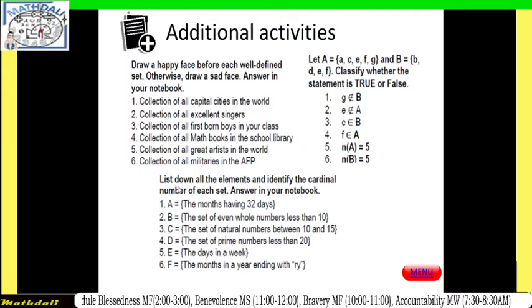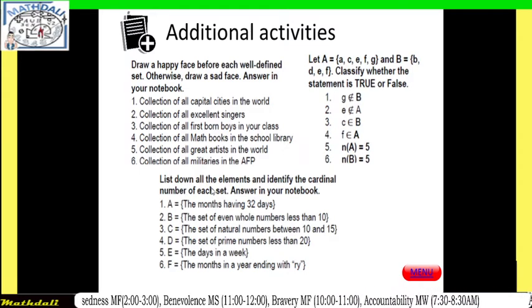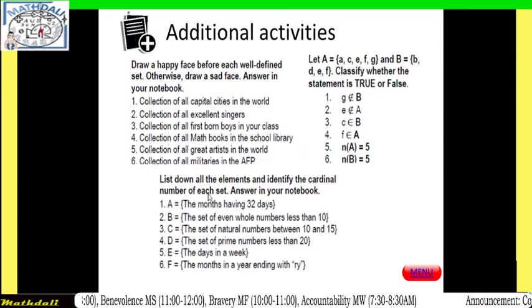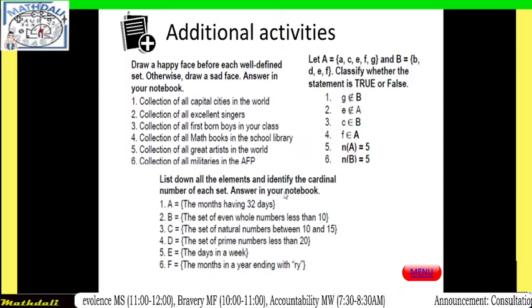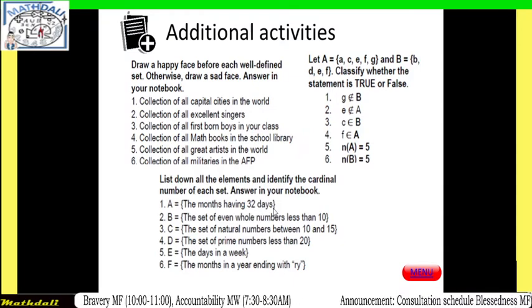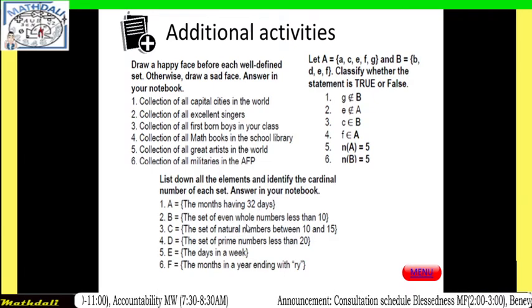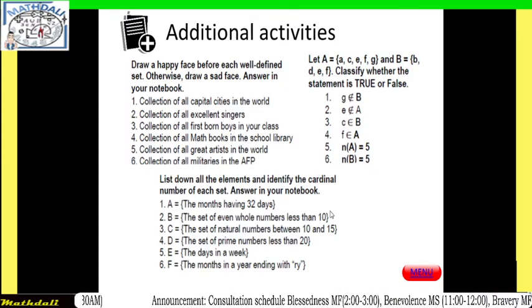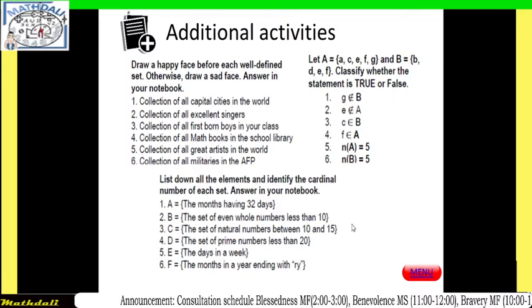Okay, the last activity: list down all the elements and identify the cardinal number of each set. Answer it in your notebook. So you're going to list down the elements using the roster form. Then after you list down the elements, you will count how many elements there are. So that is the cardinal number.